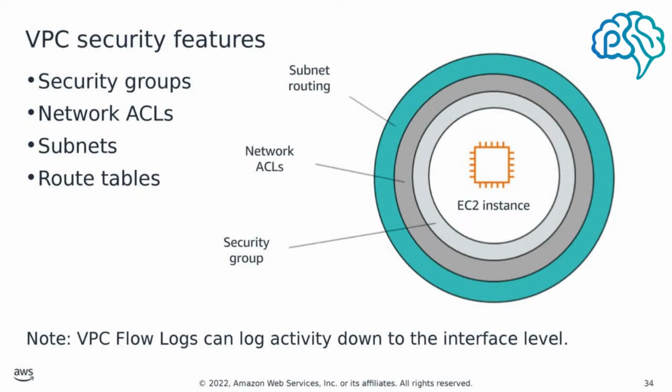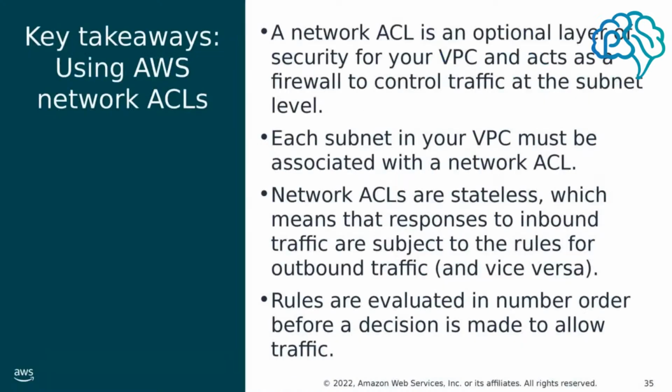So let's talk about some key takeaways for using the ACLs here. Key takeaway number one is that the network ACL is optional. You don't need it, but it is an additional layer of security for your VPC, and it acts as a firewall to control traffic at the subnet level.